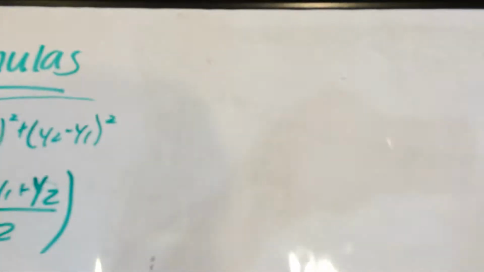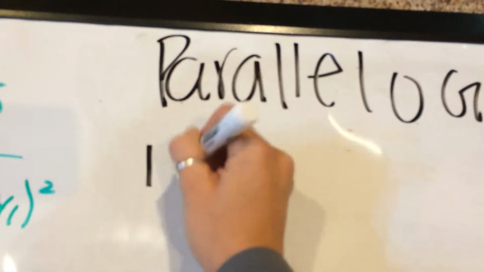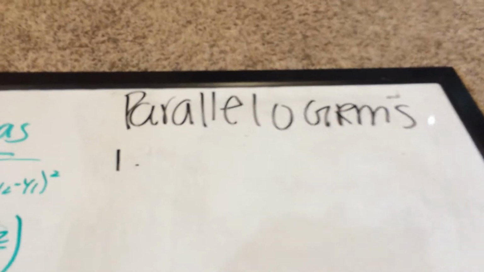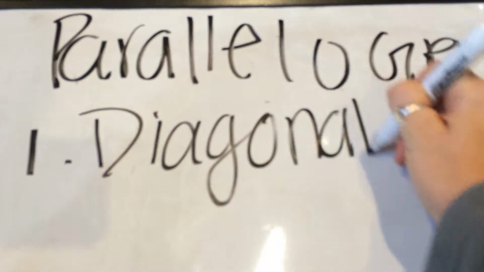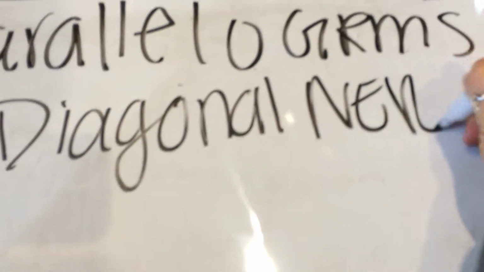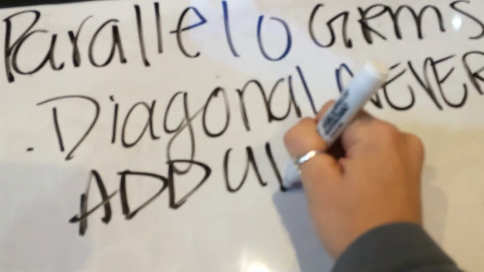Now, what we have just learned, all about parallelograms. So first thing, I have been seeing this way too much lately. Diagonals never add up to 180 degrees. Never, never, never. That is like a rule.